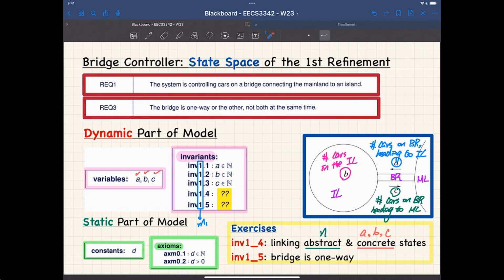Guys, any thoughts about this? What should be the relationship? For example, one thing could be maybe n should be larger than or equal to a plus b minus c. I'm making that up, as long as it's a Boolean expression. Okay, go ahead.